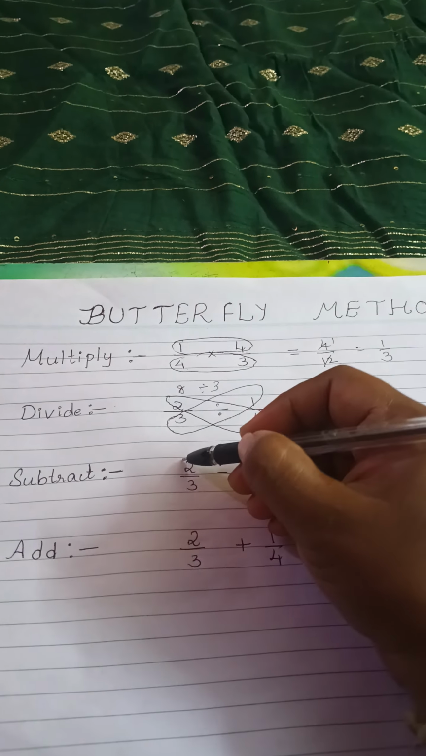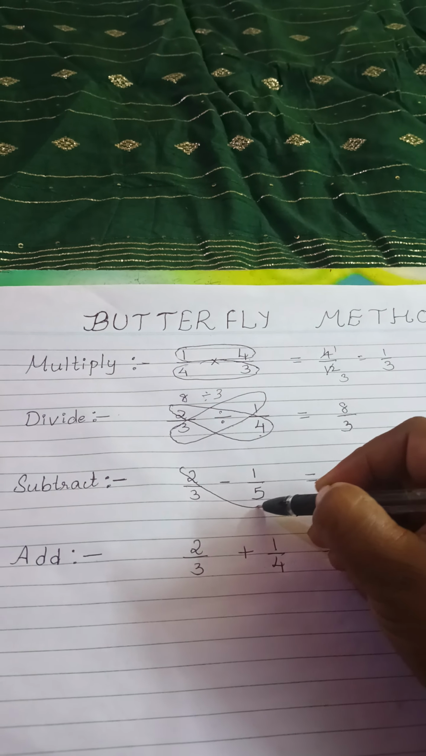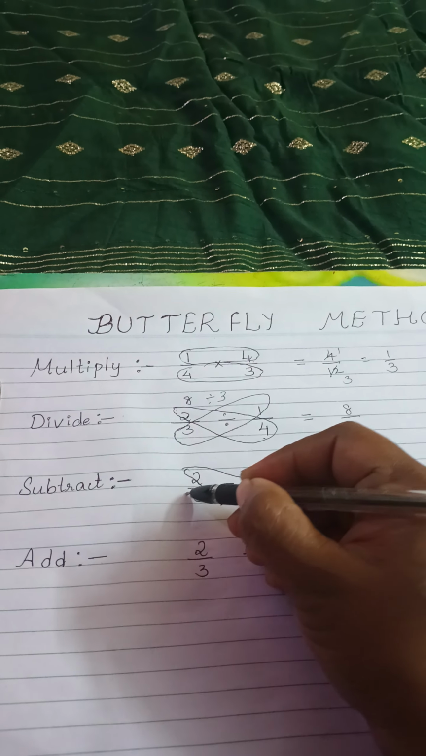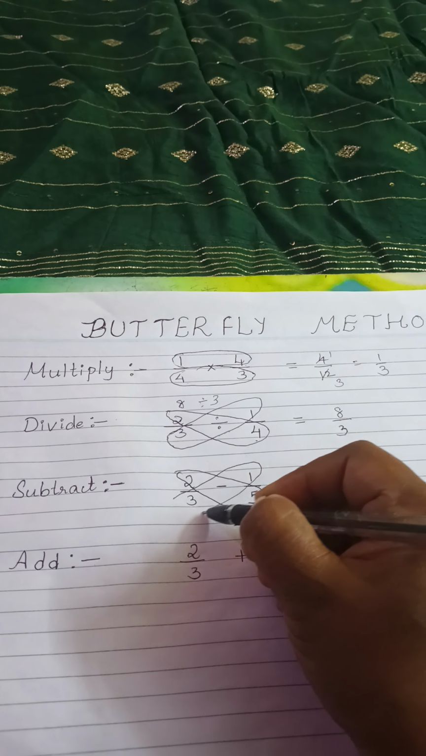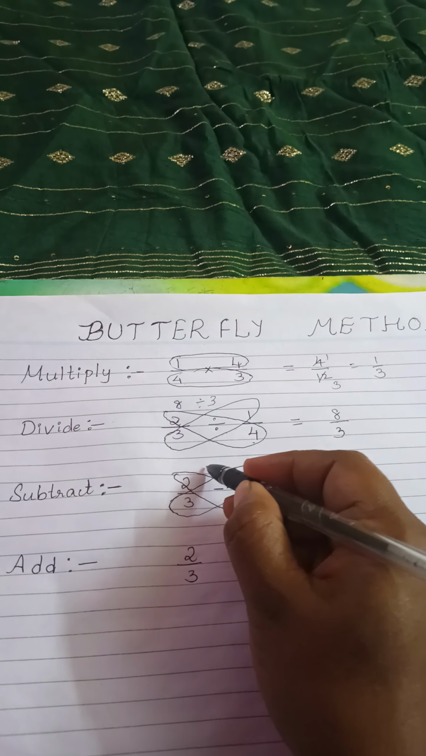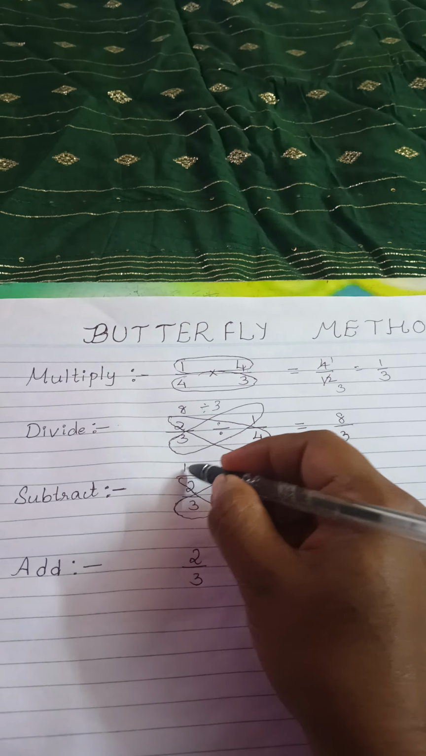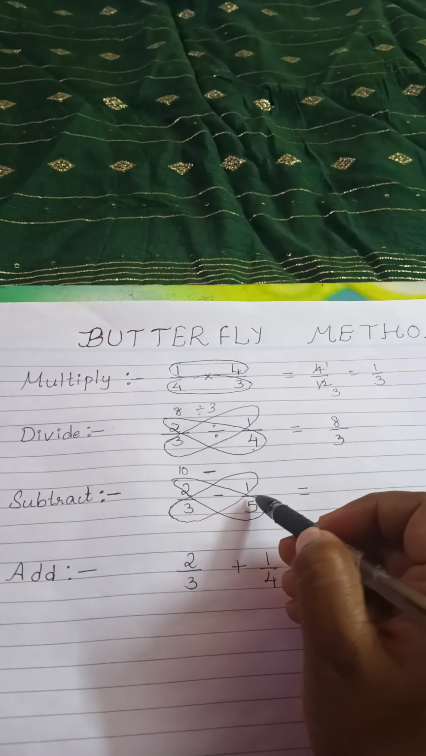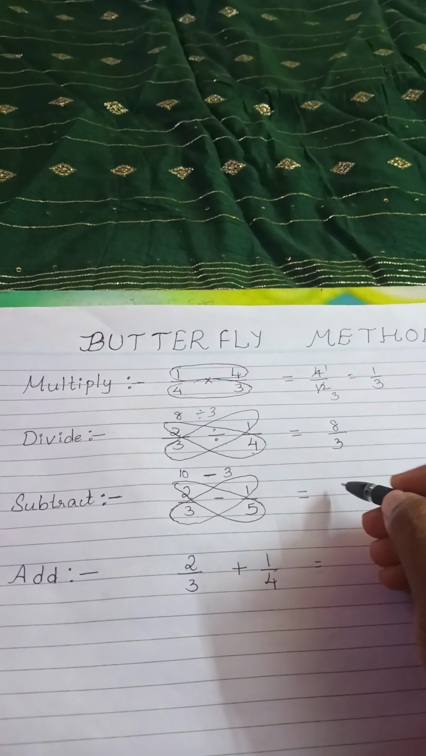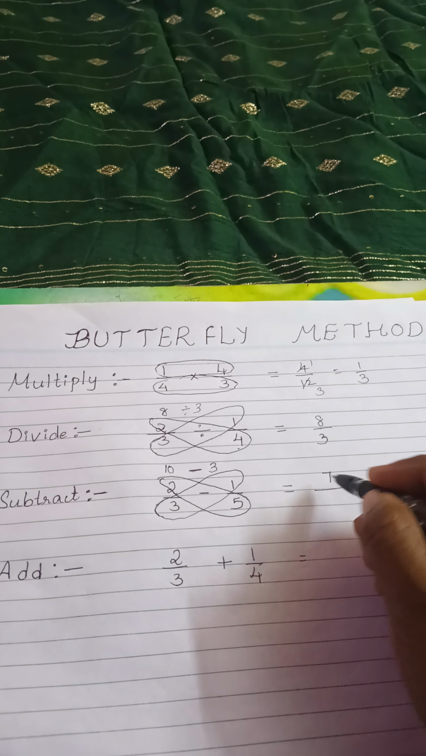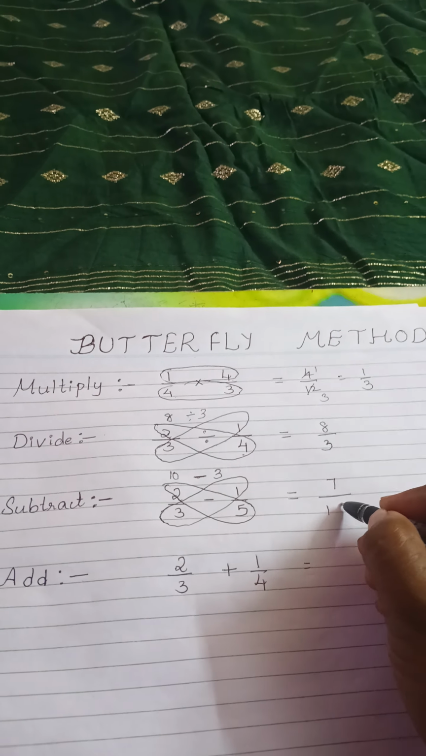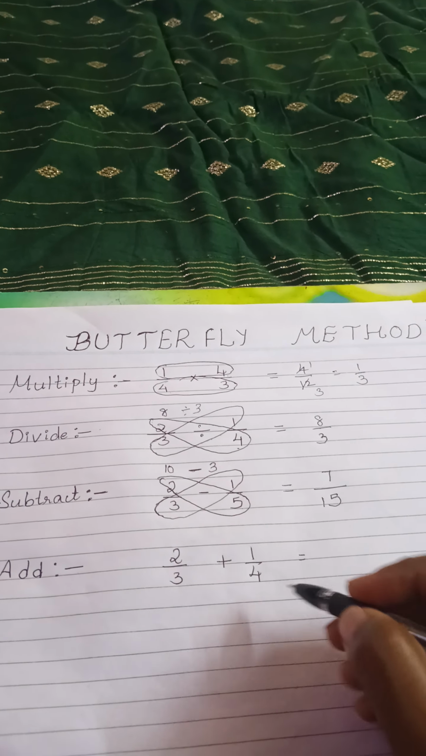So another one is subtraction. So subtraction using our butterfly method, like this and like this. Since it is subtraction, we'll keep the subtraction symbol here. 5 2s are 10 minus 3 into 1 is 3. So 10 minus 3 is 7 in the numerator. 3 5s are 15. So the denominator will be 15.